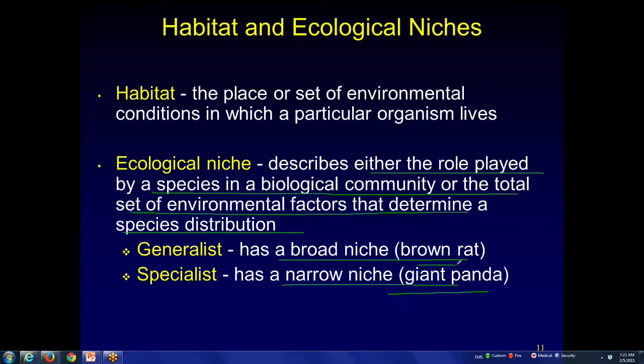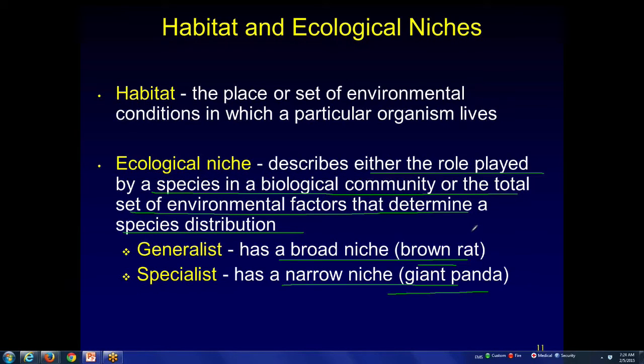And then a brown rat, or something like a raccoon, is a generalist, has a broad niche, can feed on all kinds of things, right? I mean, what will a raccoon eat? Sure, they'll eat everything, right? They'll eat corn, they'll eat meat, they'll eat just about anything you have in your garbage. Even black bears are pretty general compared to pandas.